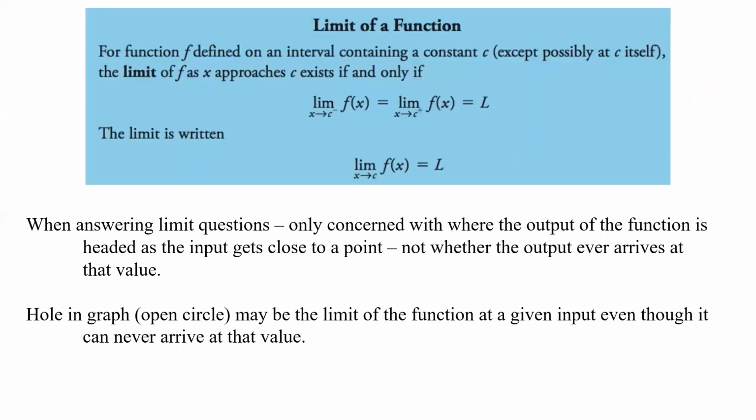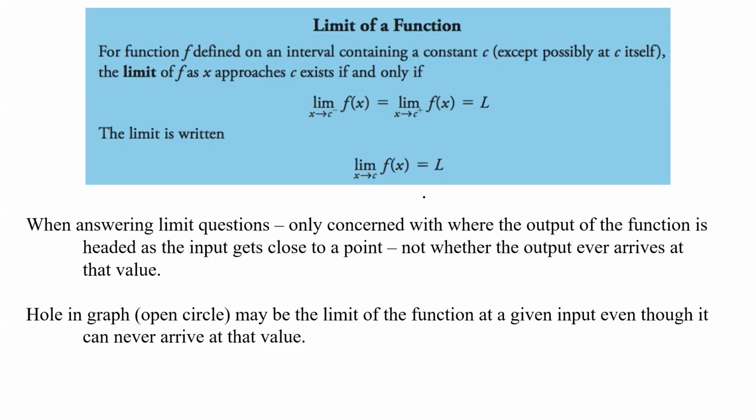All right, so continuing on with 1.3, now we're looking at the limit of a function. For a function f defined on an interval containing a constant c, and again, it doesn't always happen that c itself works, the limit of f as x approaches c exists if and only if the limit of f of x as x approaches c from the left is equal to the limit of f of x as x approaches c from the right, and that's equal to some L. Now the limit is written as the limit of f of x as x approaches c. It doesn't matter if it's from the left or the right, those are equal. Then we get that's equal to L.